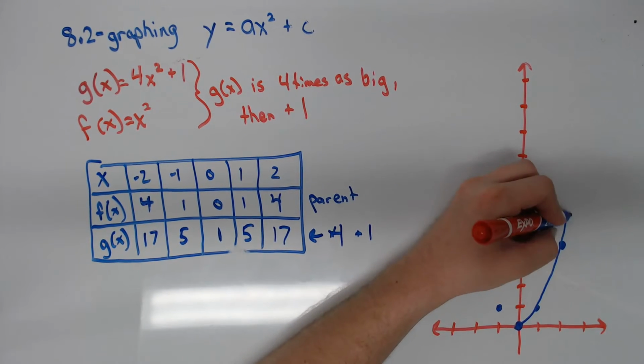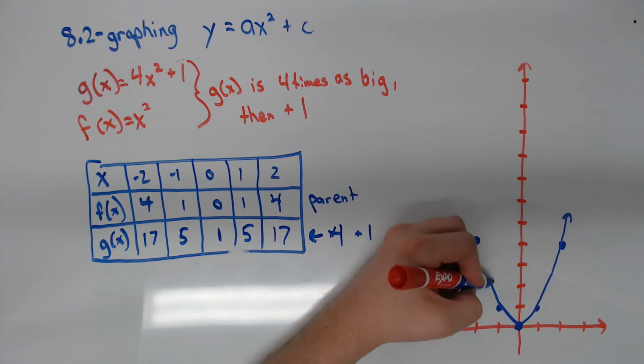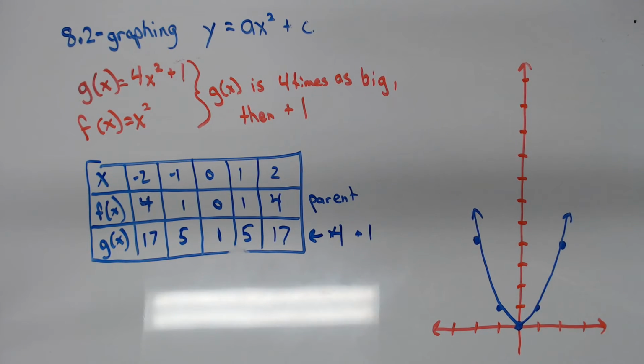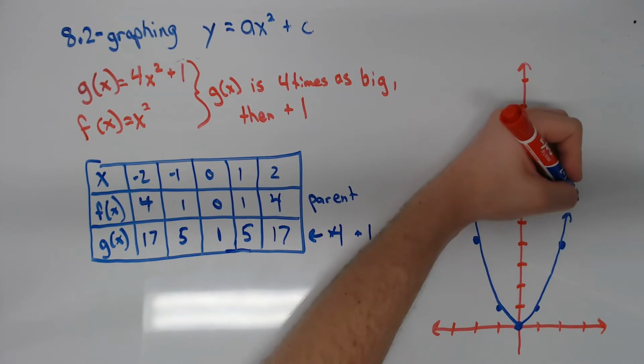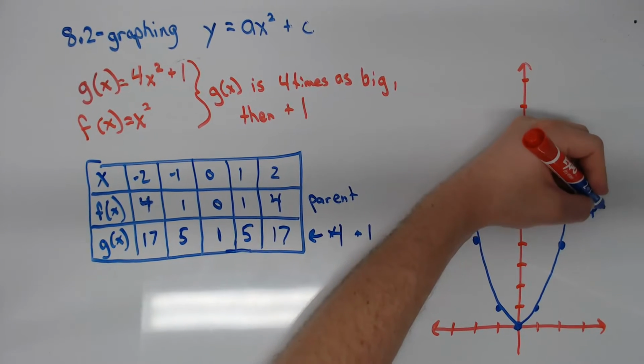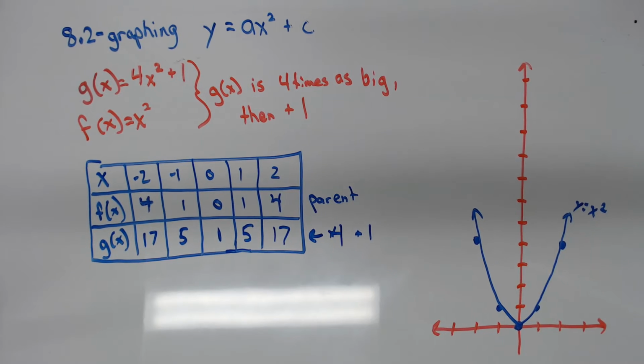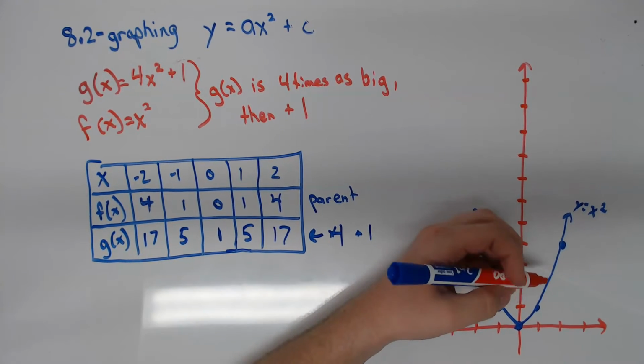But that times 4, remember, that's called a stretch. Times 4 is a pretty big stretch when you're just graphing by hand like this, so it's going to make a big difference. So here's my parent function, y equals x squared. Now let's get g of x on here.